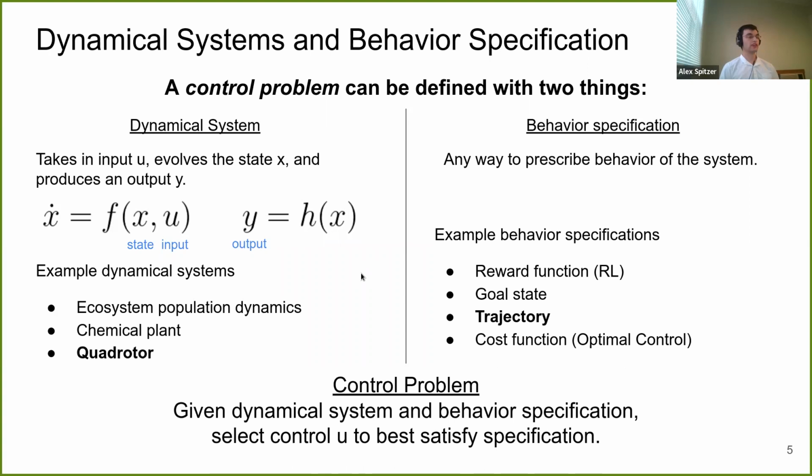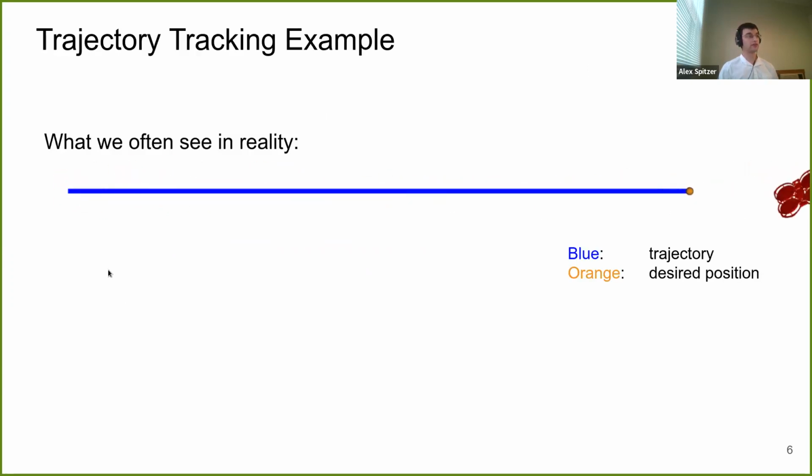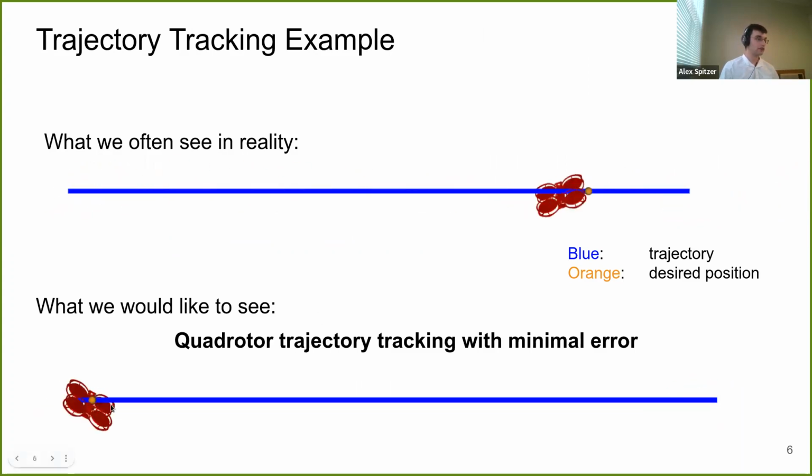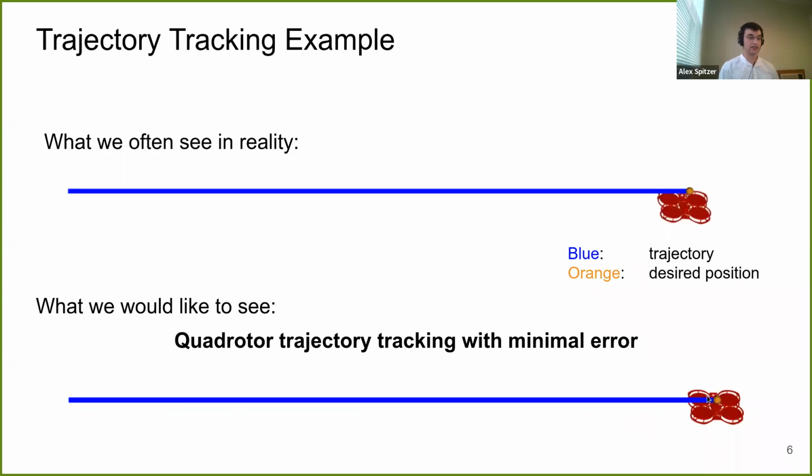So the goal of a control problem is, given these two things, a dynamical system and a behavior specification, find the controls u that best satisfy the specification, whatever that may mean for the particular specification. So for our example, for a trajectory, we want the robot to follow the trajectory as accurately as possible. On the top here, this is what typically happens. The robot will lag, it'll start oscillating. But what we'd like to see is minimal error. So something like on the bottom here, where the robot cleanly tracks the desired trajectory, the orange dot.